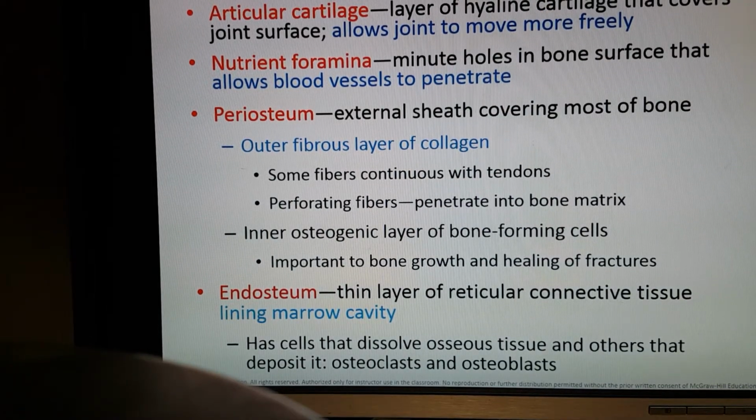So connective tissue on the outside and inside of the bones. Lining the outside is your periosteum. That covers the external surfaces of the bone. Then you have your compact bone, your spongy bone, and then on the inside of your spongy bone that lines your marrow cavity is your endosteum.